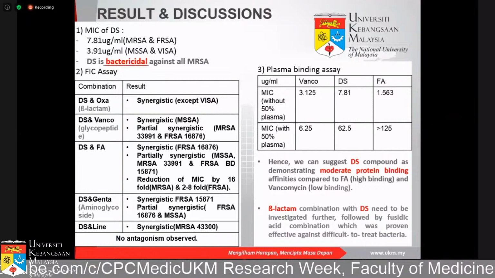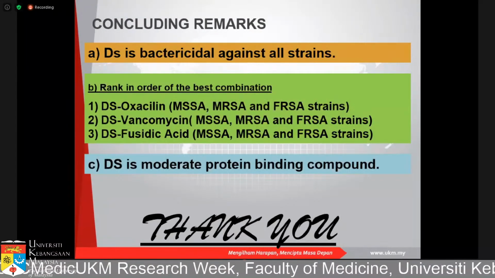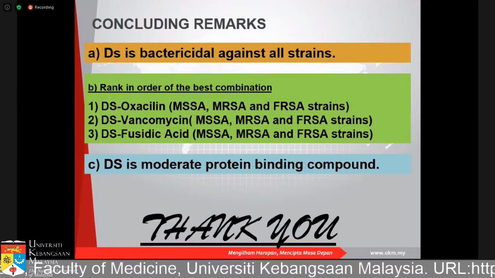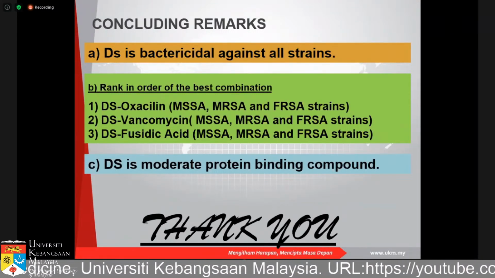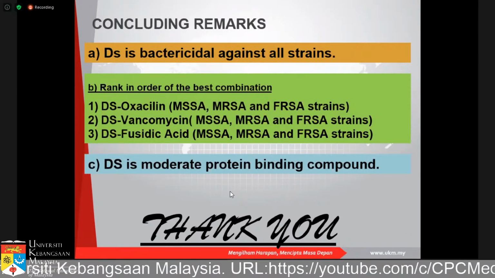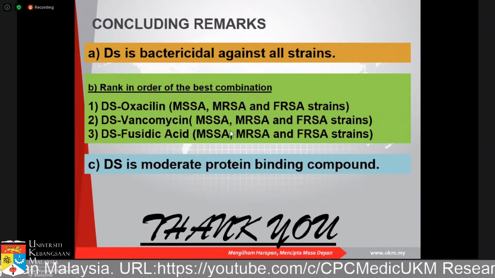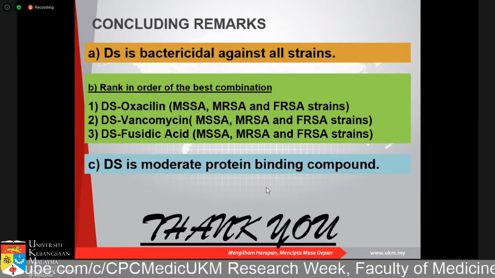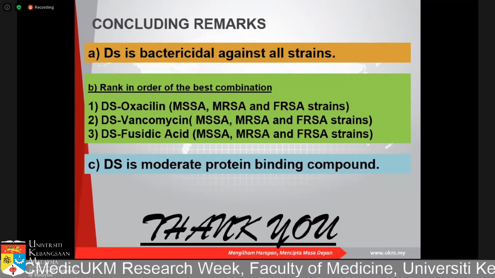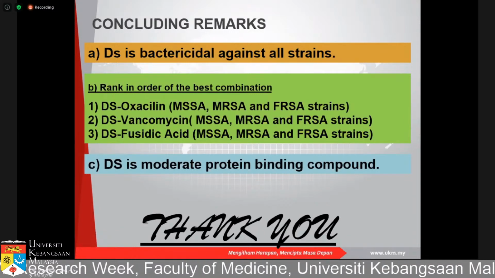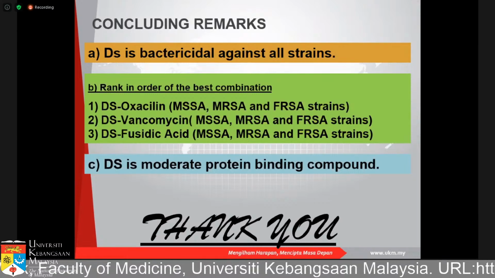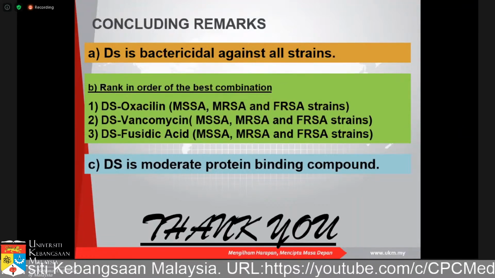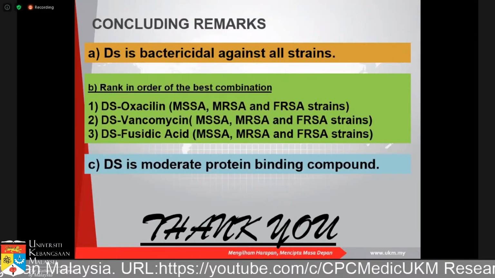So from this study, we have an idea that the DS compound is bactericidal against all MRSA strains which were tested. In ranking order, the best combination of DS with existing antibiotics is DS with oxacillin. It has to be investigated further so that oxacillin, which is no longer effective against the multi-resistant Staphylococcus aureus strain, can get into clinical use, so that oxacillin can be used again in the clinics. Next is the DS and vancomycin combination. And the last combination that we can investigate further is DS and fusidic acid. And I didn't mention that the VISA strain has to be specifically investigated, and more data has to be made available and explored for the VISA strain, as all the combinations showed indifference against it.